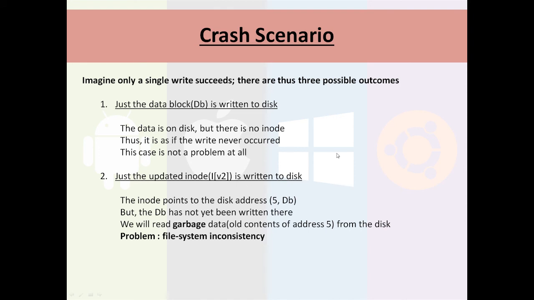Now, the second is a little bit more of a problem, and that's if just the updated inode is written to disk. So this inode now will point to the disk address of 5, which was that DB. But an issue here is, well, DB has not been written to this, so there's no data there. So if we had to read that file location, we'll read garbage data. Whatever was the original contents or old contents of the address 5 is what we'll read. And this is what we call a file system inconsistency, or there's an issue here.